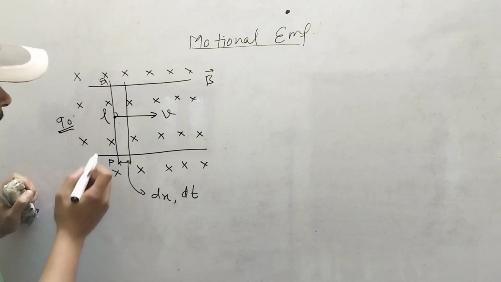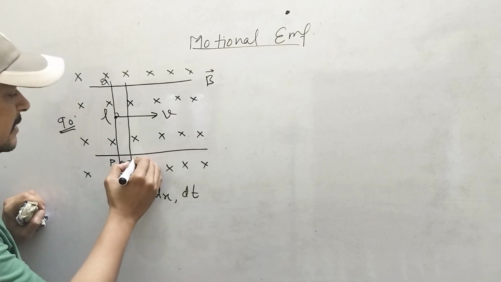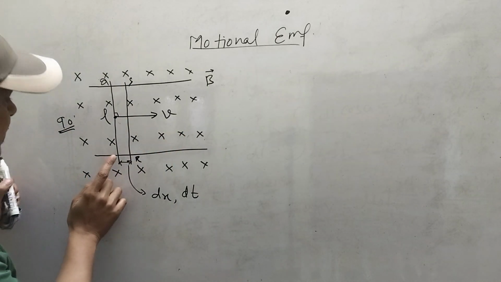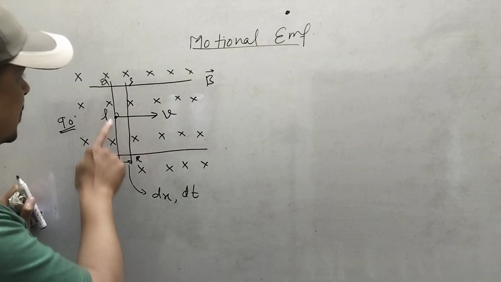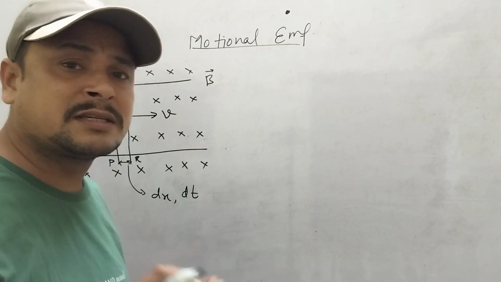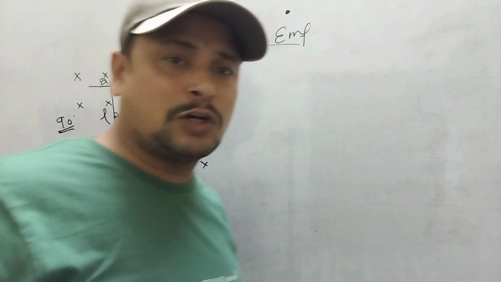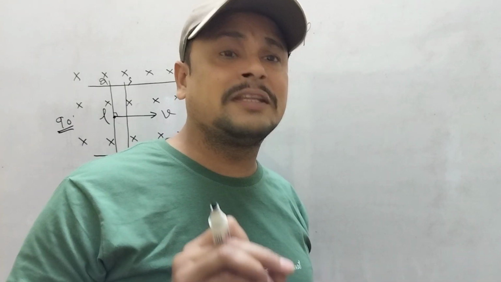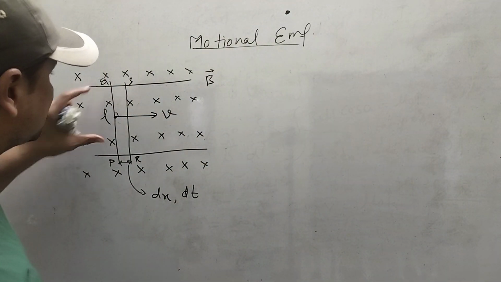You can see, suppose the initial location is P and Q, and here we take R and S. When the rod travels here, it will cover the area PQRS, or you can say during motion this much area will change. Because of this there will be a change in flux. As we know, using Faraday's law, if the flux changes, there will be an induced EMF. So EMF will be induced across this rod.